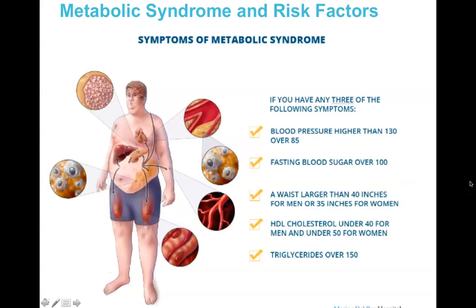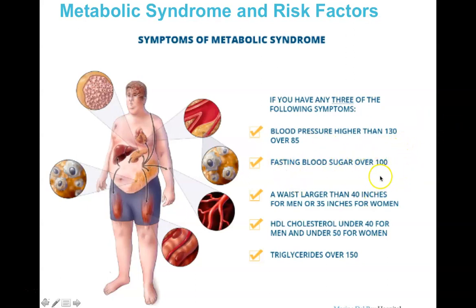Metabolic syndrome, finally, is a clustering of symptoms, and having 3 or more of them would classify you as having metabolic syndrome. So you don't technically have a cardiovascular disease condition yet, but you're at risk for it. So what are some of these symptoms? Blood pressure higher than 130/85, which at this point would put you in the hypertensive zone.